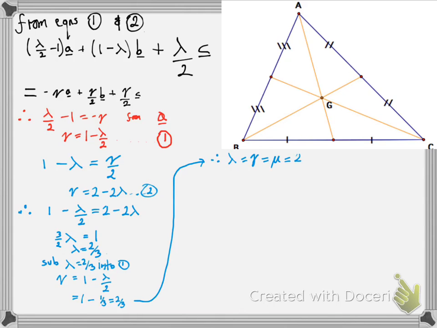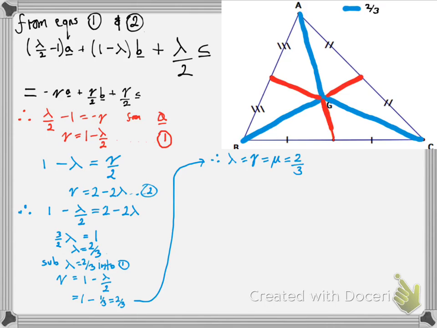Very good. And by logical extension of that argument, we can conclude that the third median of the triangle is also divided in the same way. So the segment from C to G is also 2/3 of the whole. So the blue parts are all 2/3 in proportion, while the red parts are all 1/3 in proportion. Interesting. And so they are concurrent.